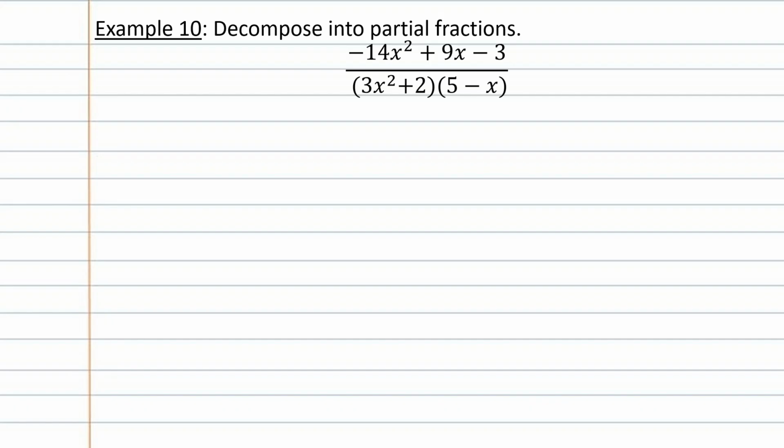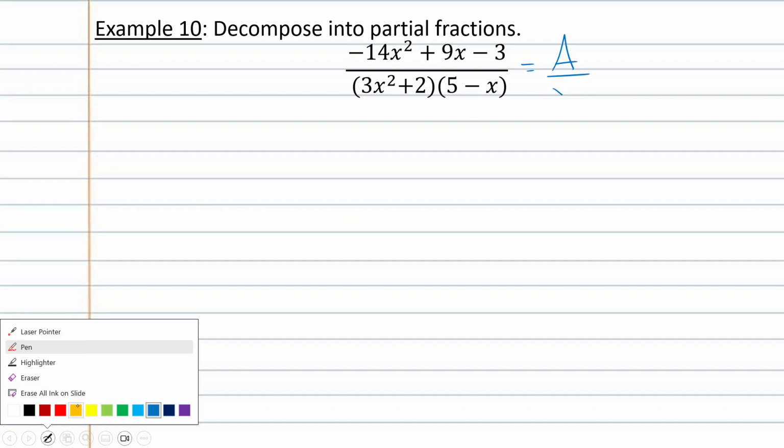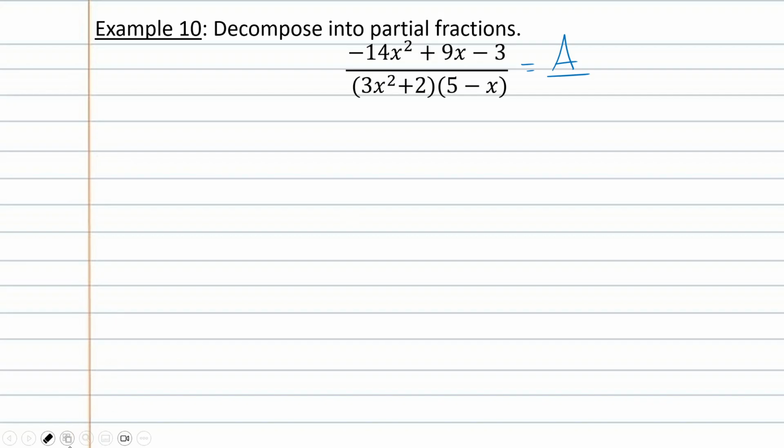All right, I think this is our last one. Yep. Example 10 will be our last one. Let's try it. Here I have negative 14x squared plus 9x minus 3 all over 3x squared plus 2 times 5 minus x. Sure. Okay, our partial fraction decomposition here is going to look like a over 5 minus x plus bx plus c all over 3x squared plus 2.